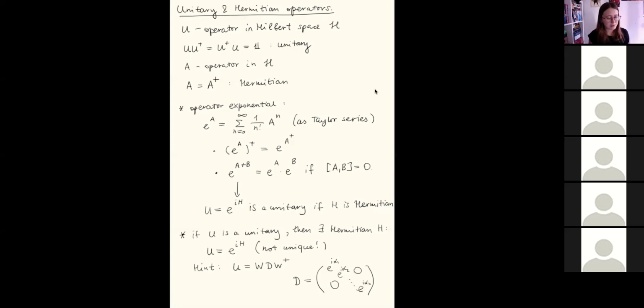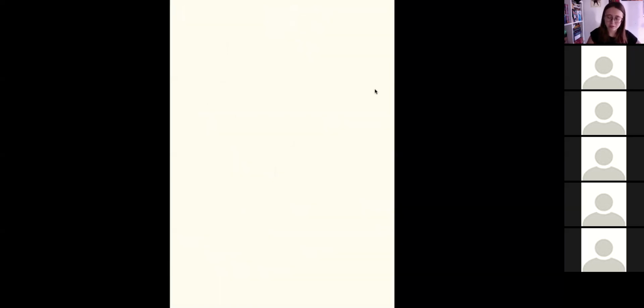Okay, and having written it like that, we can claim that the Hamiltonian, the Hermitian operator H, which can be understood as a Hamiltonian governing this evolution, is then written as just W times this diagonal matrix with diagonal entries alpha 1, and so on to alpha n, times W dagger. And then one can show that e to the power iH is exactly U.